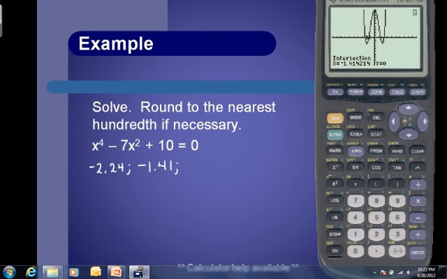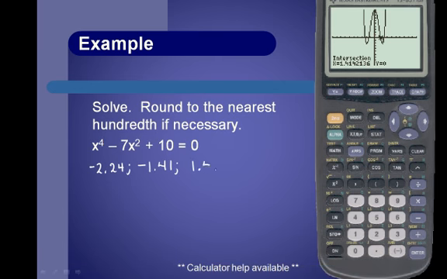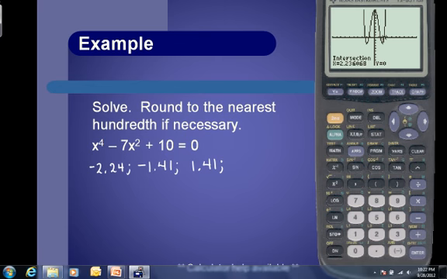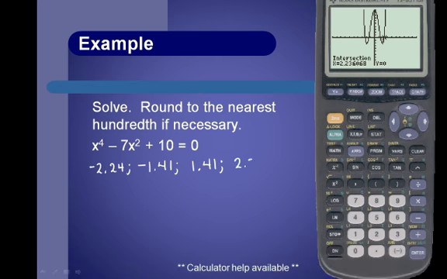Then the third one, second trace, number 5, enter, enter. Put your cursor on the third one, and we get positive 1.41. And then the last one, and we get 2.236 or 2.24. So that would be our solutions.